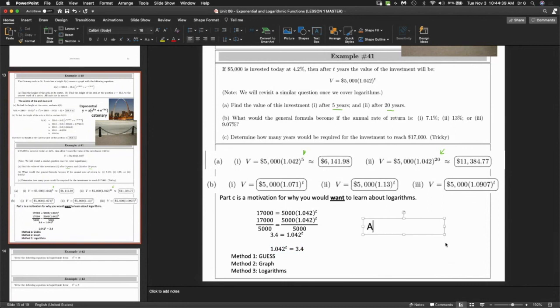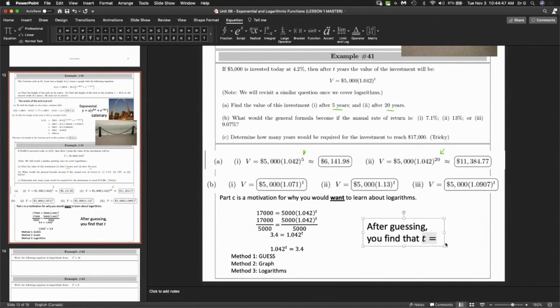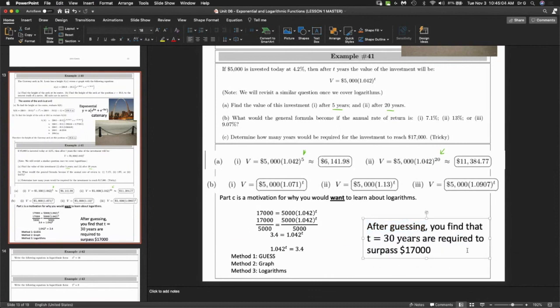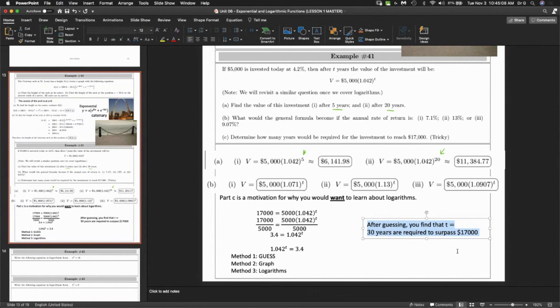So anyway, for this one here, after guessing, you find that t equals 30 years. So the answer is t equals 30. It's not exactly 30, but we have to round up to the nearest year. How did I get 30, Shaquille? I guessed. I guessed, my dear friend. I guessed. It was not fun. Would you like to guess with me?